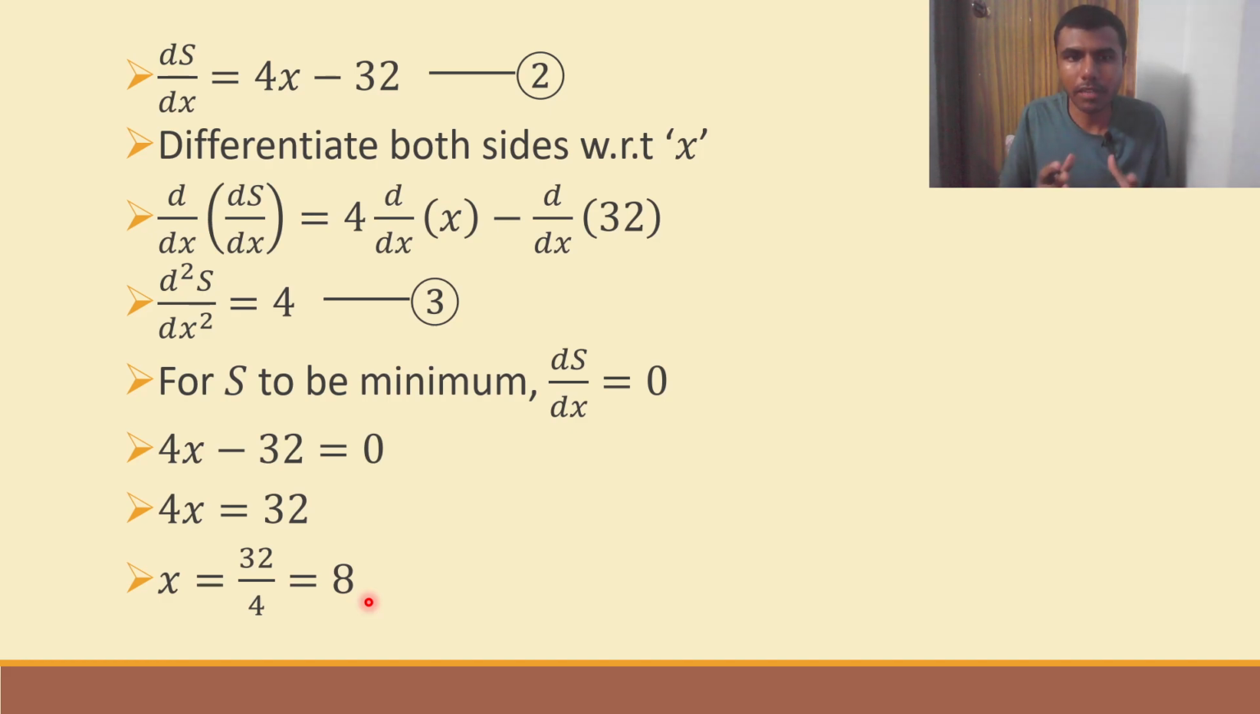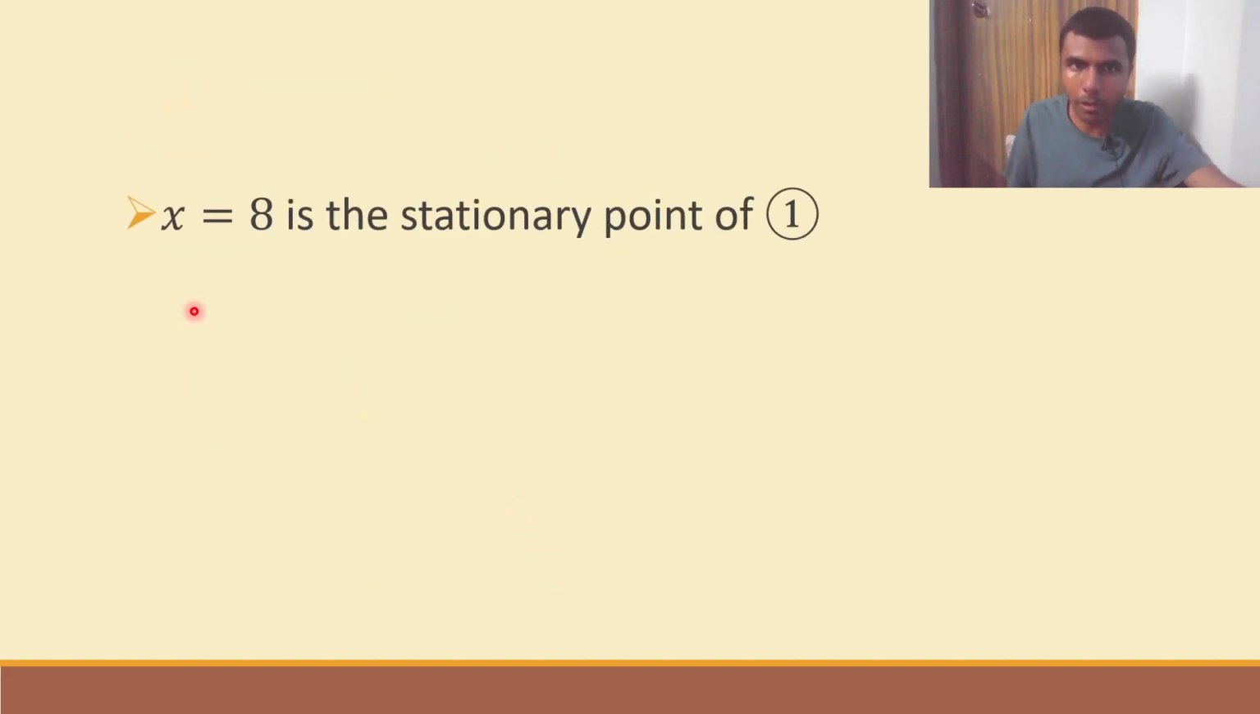So basically whenever we equate ds by dx equal to 0, we get a point, like x equal to 8 we got. This is called a stationary point of the first equation. We take it as stationary point of 1. In the beginning I marked the first equation as 1, right? You can just write it like that. Okay, we call it a stationary point. Now we have to check whether this is maximum or minimum. Now how to check?